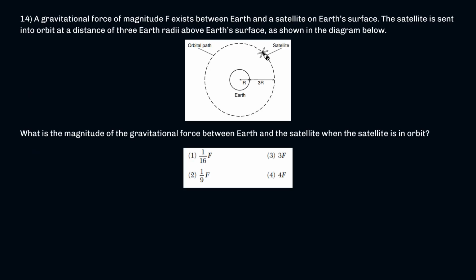All right, so example number 14. You have a gravitational force of magnitude F that exists between Earth and a satellite on Earth's surface. The satellite is sent into orbit at a distance of 3 Earth radii above the Earth's surface, as shown in the diagram below. What is the magnitude of the gravitational force between Earth and the satellite when the satellite is in orbit? Alright, so this is a law of one situation again.